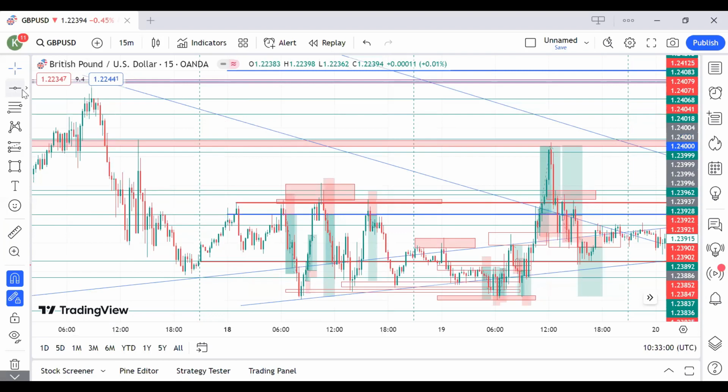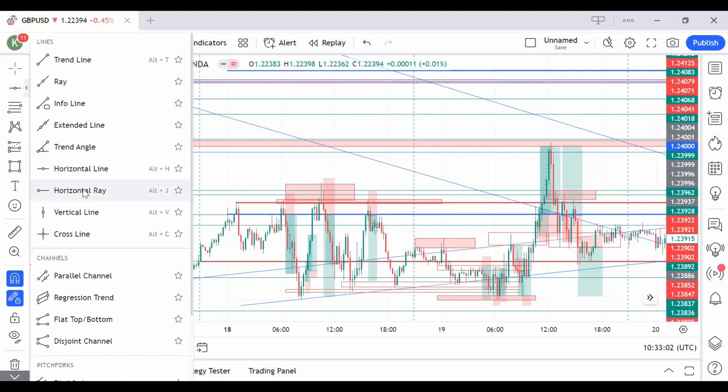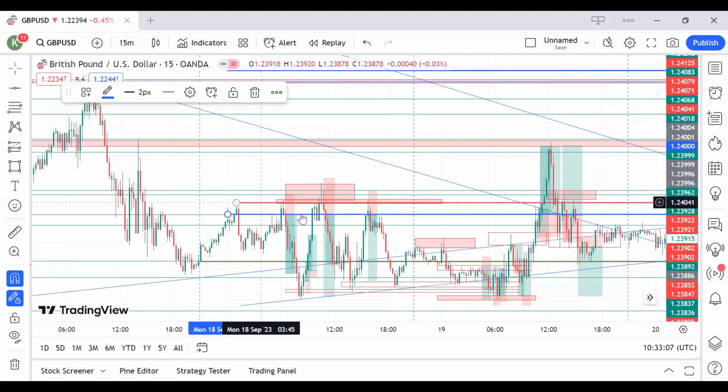A blue line is our psychological level. So we use the horizontal ray blue line. Once you drop it, all you need to do is click on the line. And the current price as of then was just about 1.239.